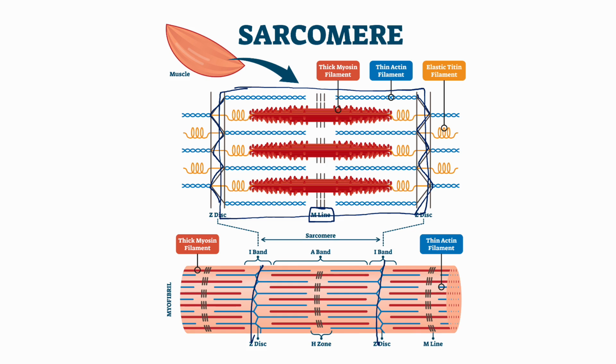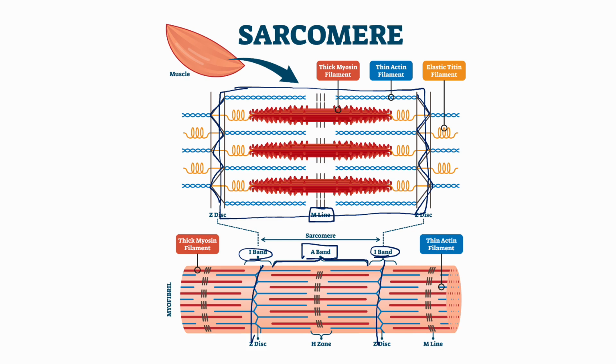Now let's look at some banding patterns. The portion of the sarcomere that contains the thick filament, the myosin, is going to stain darker. It gives us a darker band, and that's called the A band. Notice that all along the portion that has the red myosin filament, that's called the A band. The portion that doesn't contain any of the myosin, that only has the actin, is called the I band. So the darker portion is the A band, and the lighter portion is the I band.